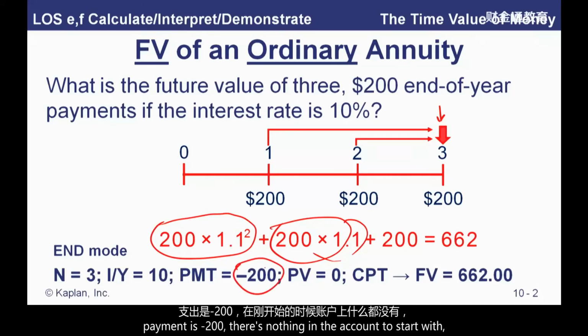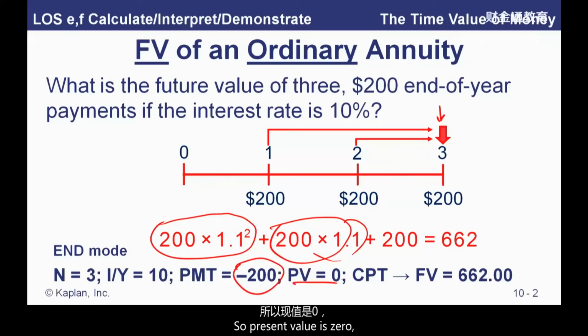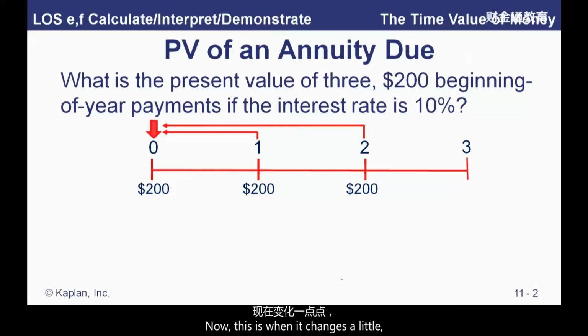Payment is minus 200. There's nothing in the account to start with, so present value is 0. We compute the future value and get 662. Now, this is when it changes a little. See where that arrow is now?